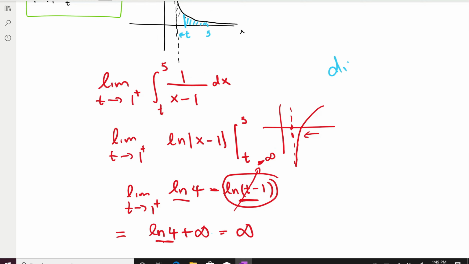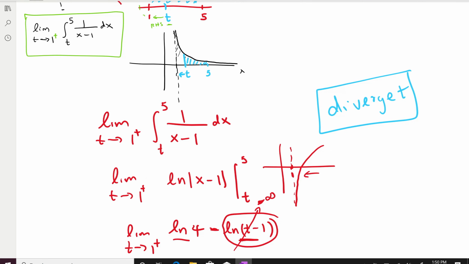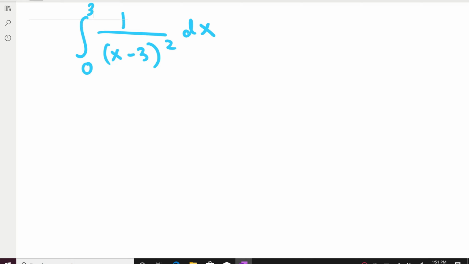The divergent and convergent criteria is the same for both type 1 and type 2 improper integrals. Since the limit is infinite, this integral is divergent. Alright, now let's look at an example where this function is again discontinuous when x is equal to 3. Now the point that has the discontinuity is in the upper limit of the integral. So how do we approach this now?